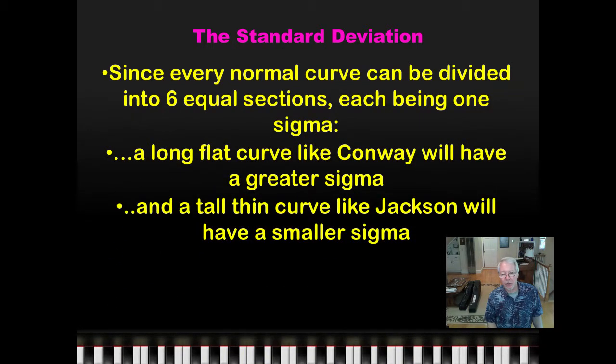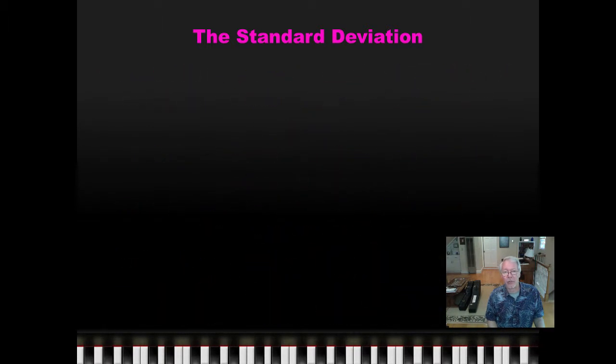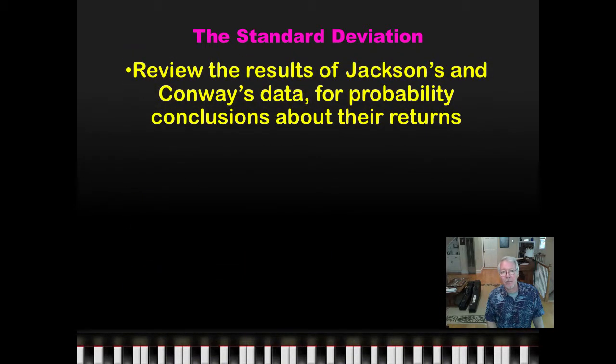And this is what I just said. Conway, with its greatest sigma, is the riskier of the 2 companies. The master rule: the greater the sigma, for now, the greater the risk. Calculate sigma, and now you'll know which of the companies has the most risk. We're going to change that rule in special cases later on.